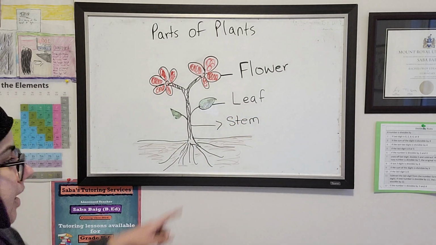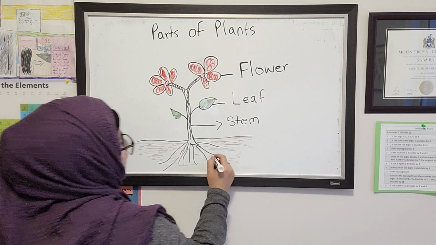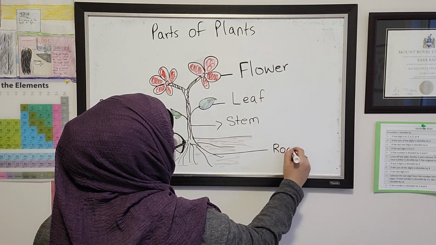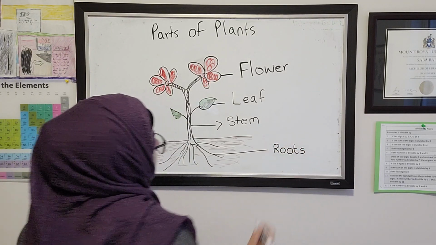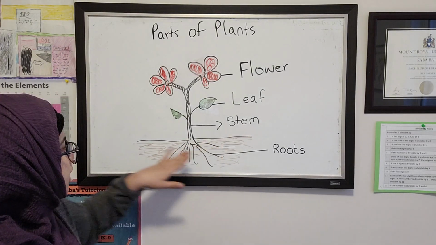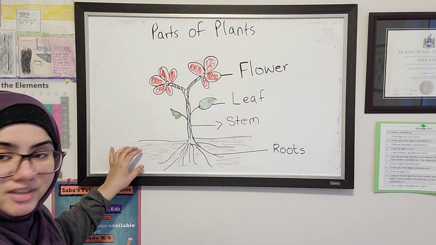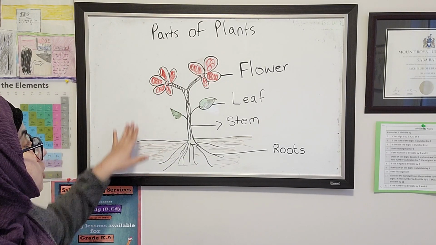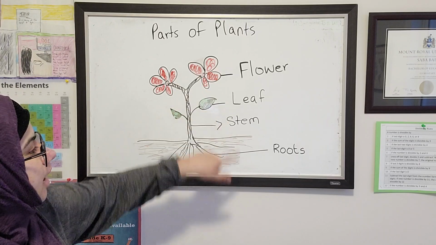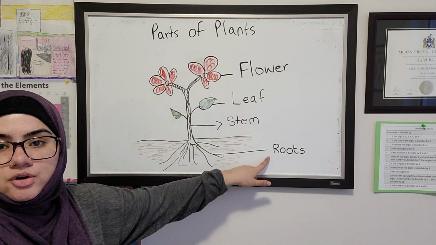S-T-E-M. Stem. And here, do you see the black lines going down? These are called the roots. R-O-O-T-S. Roots. So these are the roots. And the brown part is not part of the plant, but this is the soil. We call it dirt, soil, which is very important for the plant to grow. So here there are 4 parts in the plant: flower, leaf, stem, and roots.